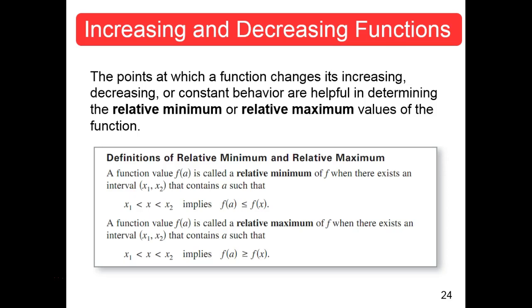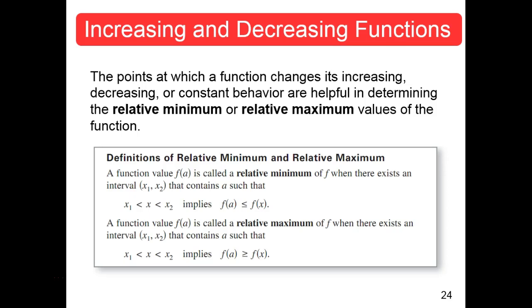x1 and x2. When they write it like this, x1 has to be less than x2. That contains a. So in other words, x1 is to the left of a, x2 to the right of a. A is just anywhere in that interval, x1 to x2. A is somewhere in there, okay? This interval contains a. Such that for x1 always less than some value x, less than x2. That means x is in that interval.